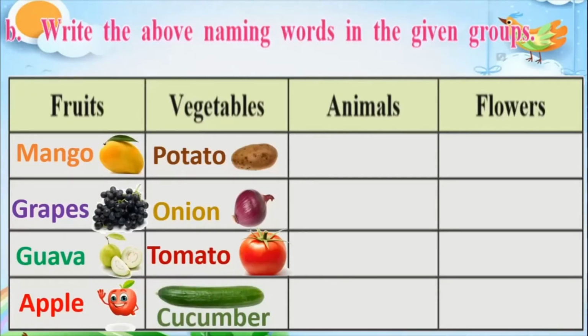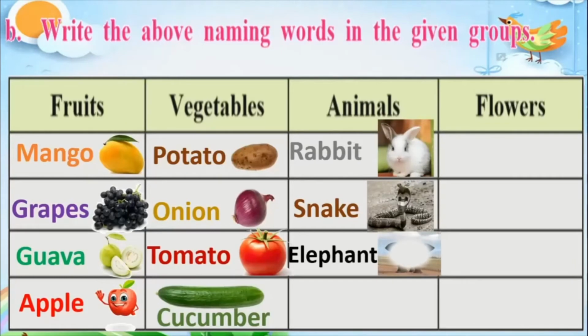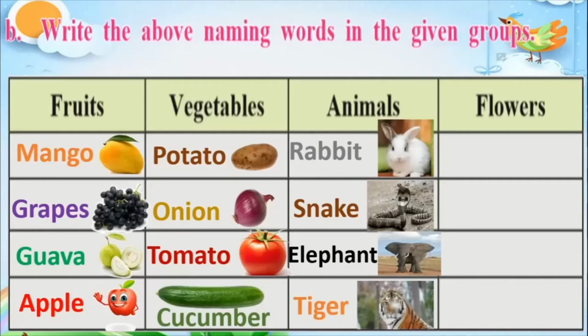Now search out for the animals on that page. So which is the first animal? A rabbit. Then we saw the snake and we got a little scared also, isn't it? After that, we saw the huge elephant. See how huge it is? And then finally, we saw the animal which is very, very good looking. Very beautiful animal. That is the tiger. See how beautiful it is?